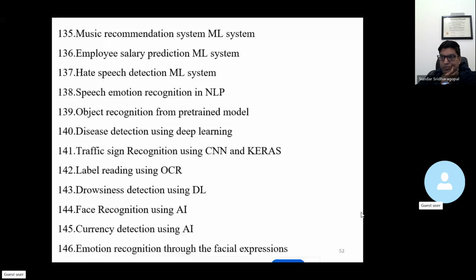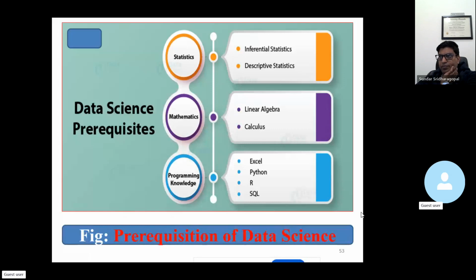If you have any doubts regarding this syllabus, so 1 hour I took syllabus for explanation. So in detail, we will see tomorrow onwards. So tomorrow, what's the plan? I'm covering almost all data science concepts, complete data science.